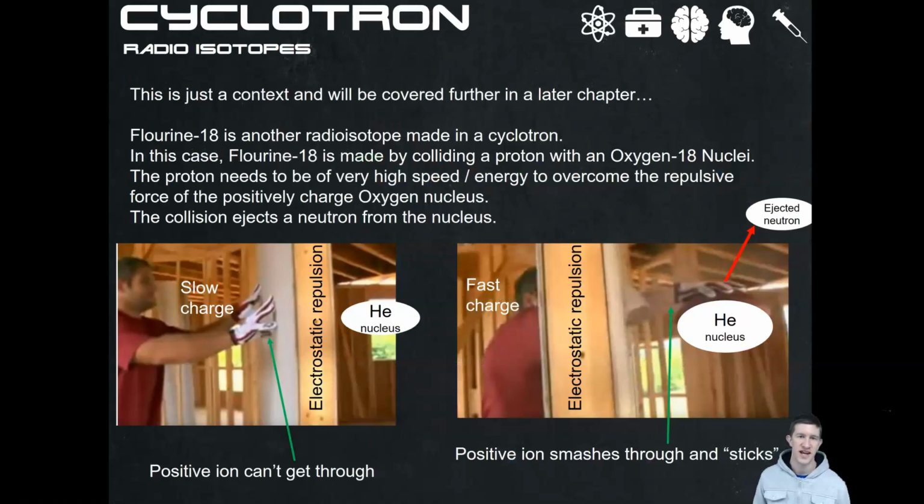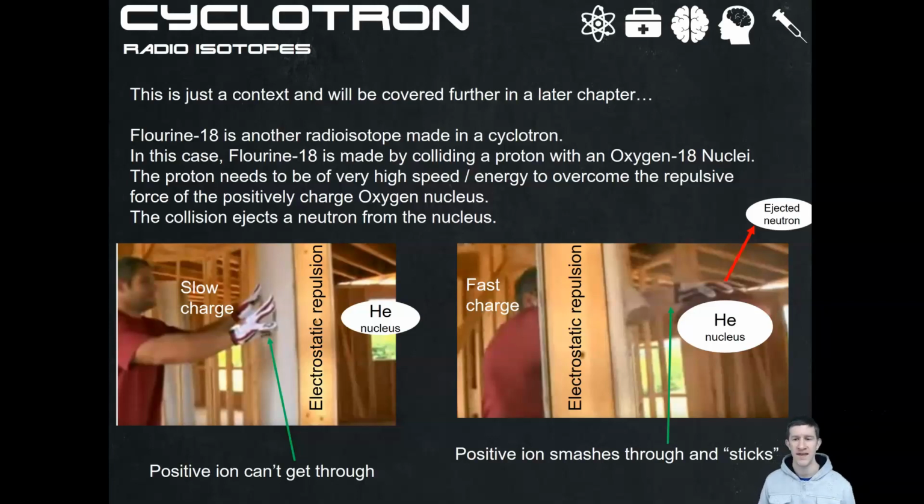This is just context and will be covered further in a later chapter, but fluorine-18 is another radioisotope that's made in a cyclotron. In this case, fluorine-18 is made by colliding a proton with an oxygen-18 nucleus. The proton needs to be of a very high speed or very high energy in order to overcome the repulsive force of the positively charged oxygen nucleus. So these two things don't want to come near each other. They're like charges, so they're going to repel.